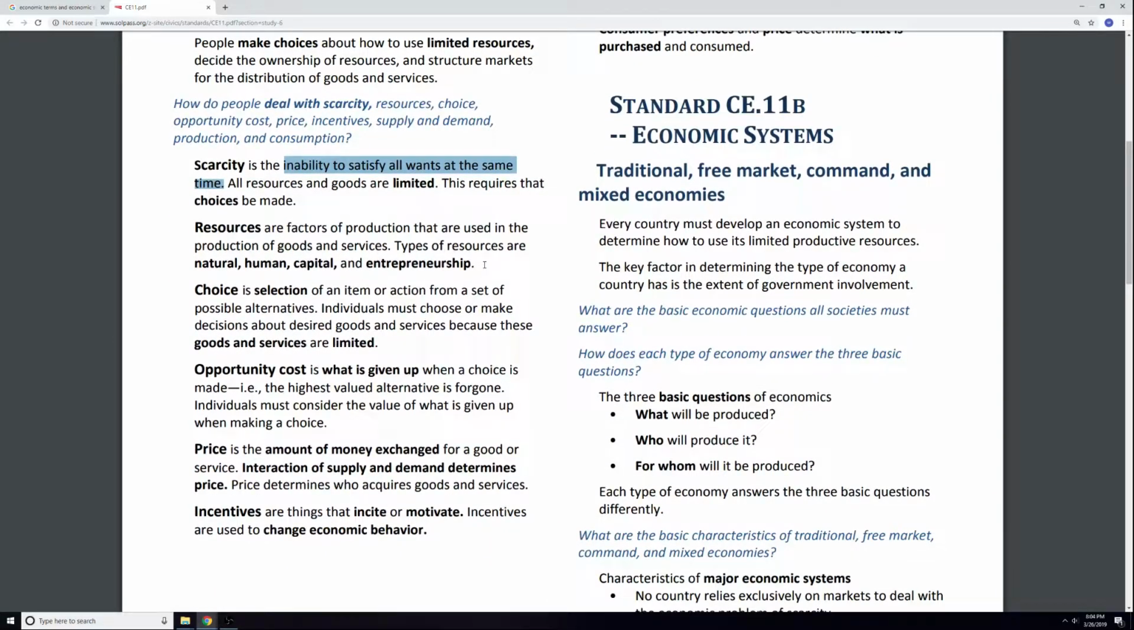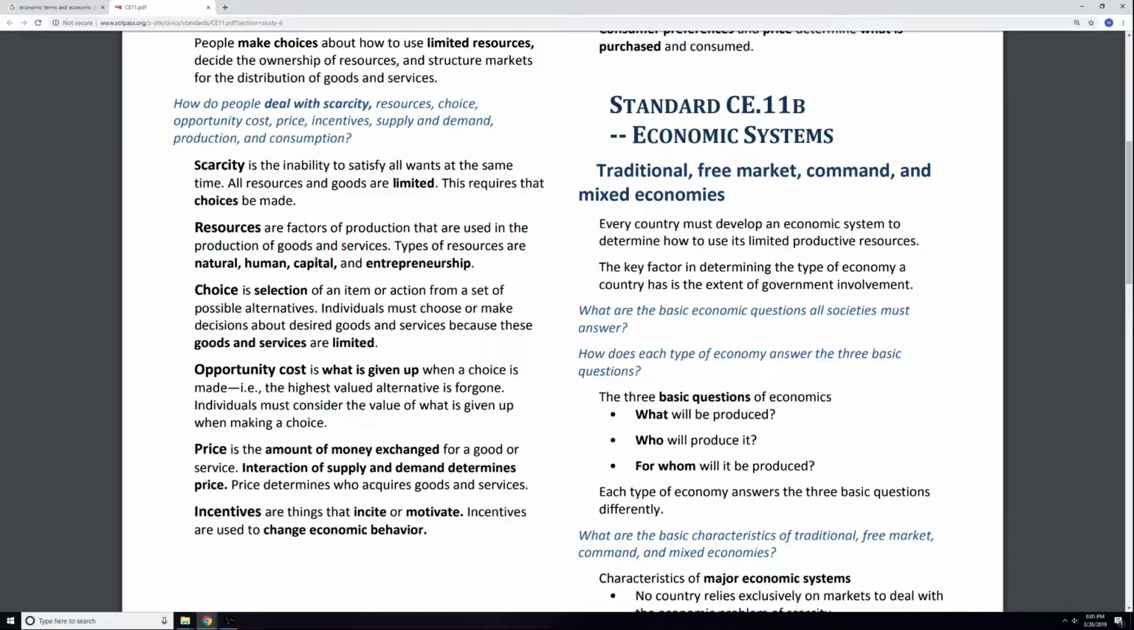Resources. There's 4 types. We have natural, human, capital, entrepreneurship. So natural, you're coming from the earth. We're talking wood, oil, water, that stuff. Human, that's going to be your workers. Like I'm a human resource for Prince William County. Any type of job, they are a human resource for whatever company or agency or organization that you're helping out.